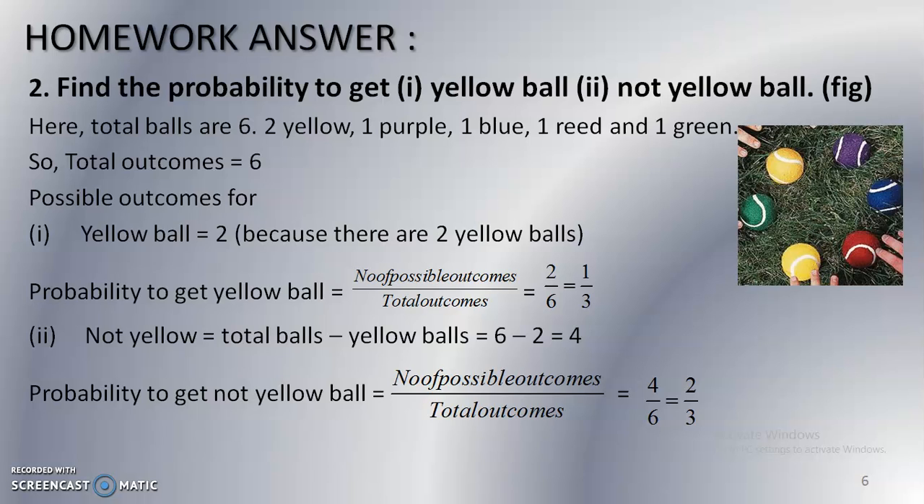And second, not yellow balls. So total balls minus yellow balls. Total balls 6 and yellow balls 2, so 6 minus 2 equals 4. So probability to get not yellow balls equals number of possible outcomes divided by total outcomes equals 4 divided by 6. 2 2s are 4, 2 3s are 6, 2 cancels. So the answer is 2 divided by 3. Got it? If you have any doubt about it, you can ask me in the comment section. So go to the next.